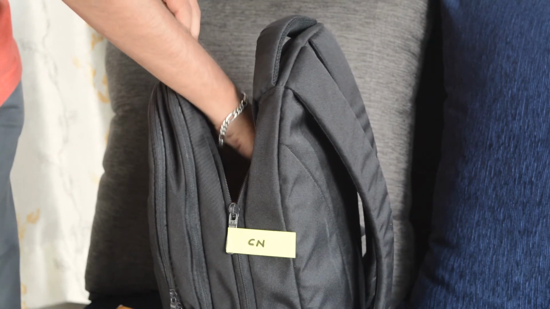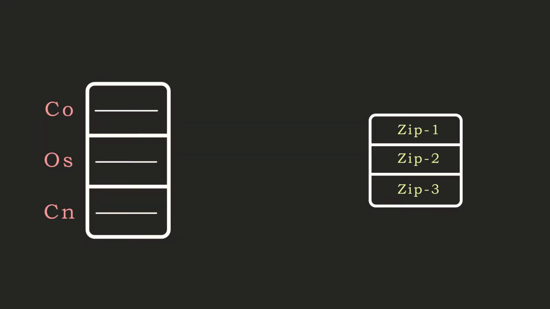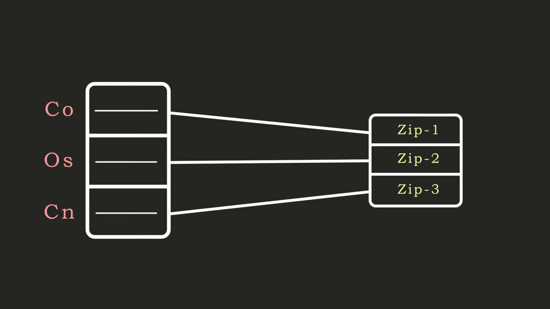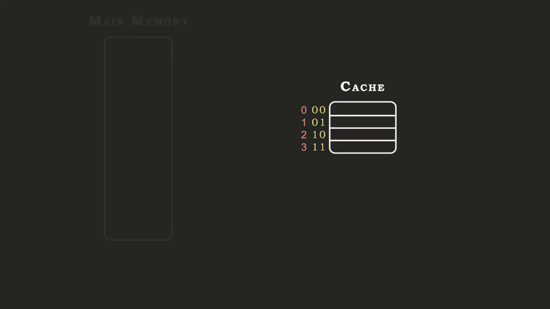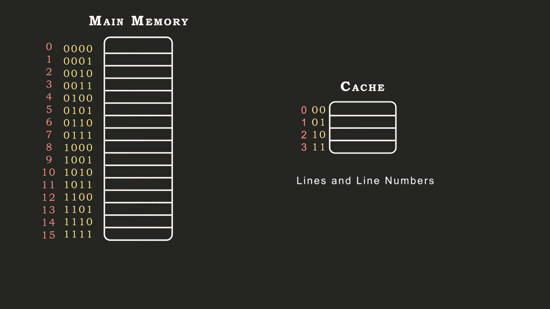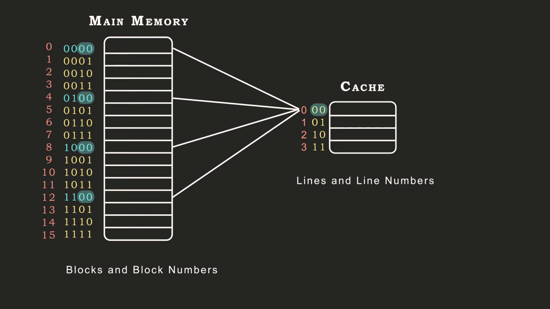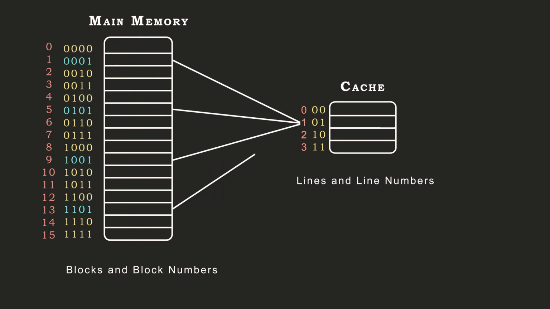So the placement of the book is determined by the label. Suppose this is the bookshelf and this is the bag. Any CO book will be placed only in zip 1, OS in zip 2 and CN in zip 3. If you think in terms of functions, direct mapping can be thought of as a many to one mapping. If you compare this to cache, in direct mapping, cache partitions are called lines and they have line numbers. In main memory, partitions are called blocks with block numbers. These line numbers can be thought of as labels, and the mapping logic is that the block number's least significant bits are mapped with the line number. So line 0 can hold the blocks 0, 4, 8 and 12. Then line 1 can hold 1, 5, 9, 13 and so on.